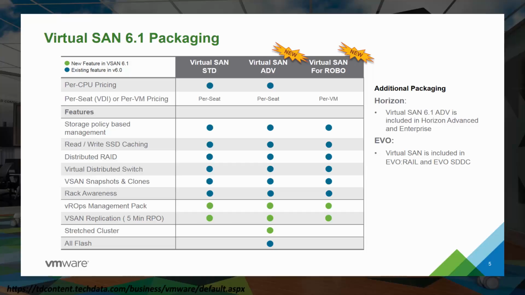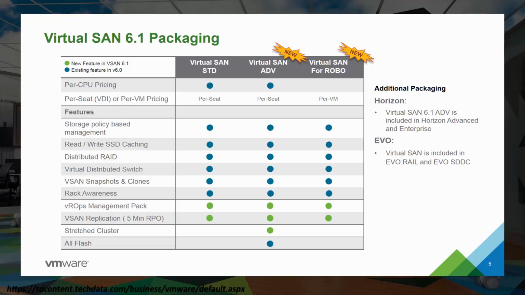vSAN 6.1 has 3 licensing models that are available. The first is vSAN Standard, which is for that hybrid configuration, again using SSD for the caching tier and then using standard hard drives for that consistent persistent data tier. And it also includes the new vROPS management packs and vSAN replication capabilities, as you see in the green there.